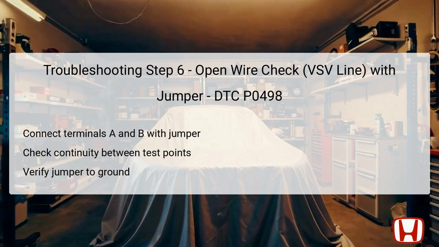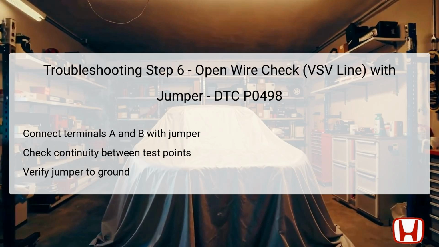This step involves creating a controlled circuit by connecting specific terminals with a jumper wire, simulating a grounded condition. Terminals A and B, which include the red wire at the vent valve connector, are bridged to the vehicle ground to test the circuit's response.